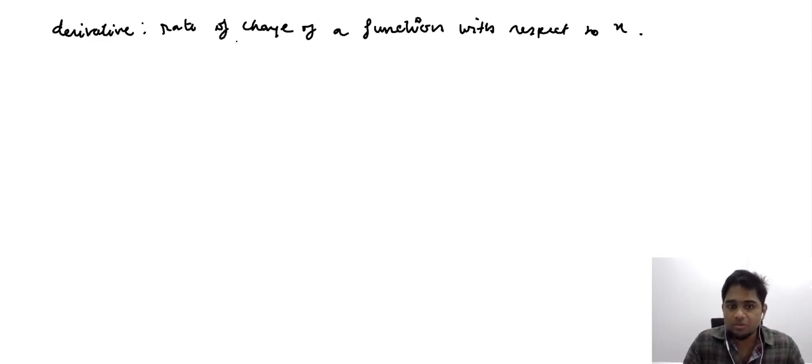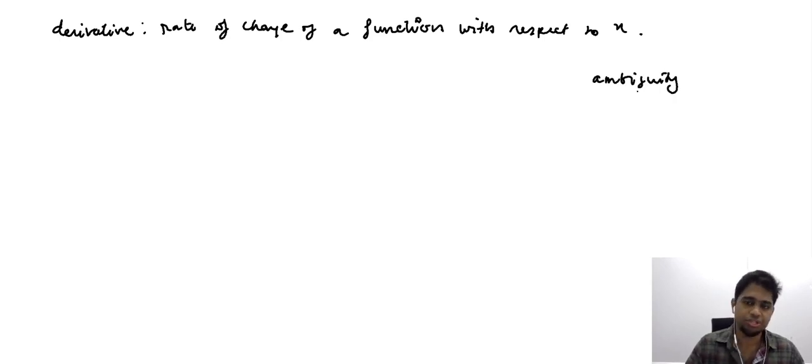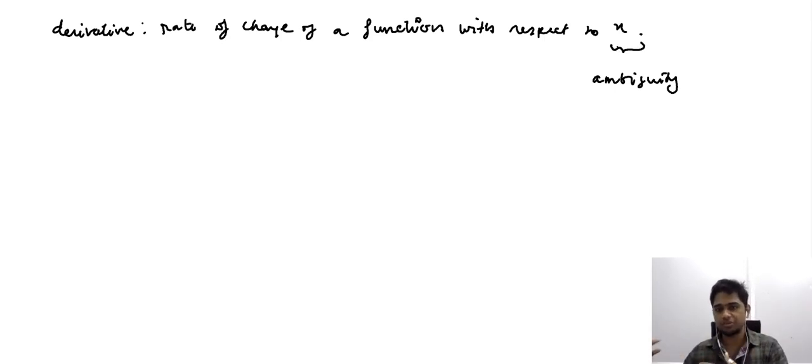When you describe the derivative as a rate of change of a function with respect to x, this statement is not that clear. There is some degree of ambiguity associated with it, meaning we don't know what x really is. So we want a statement that is clear enough to describe the derivative.